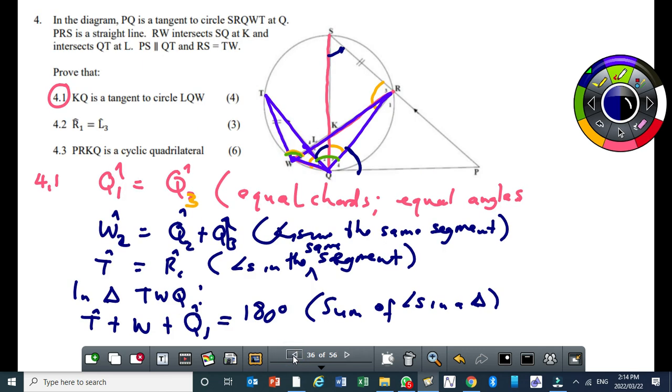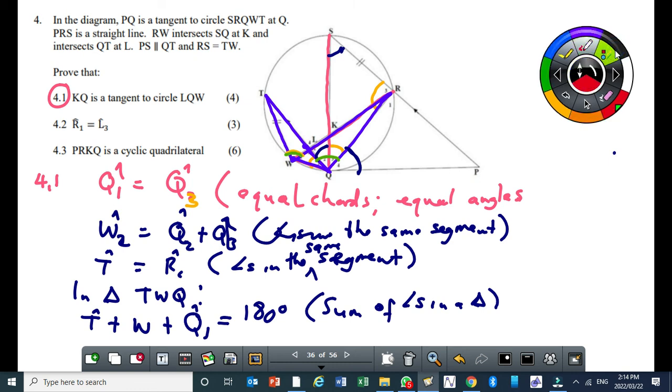Let's carry on now. The next thing is to prove that R1 is equal to L3. Now, L3 is here. This is L4, L3 is there. I think I just need to put a new diagram, a nice diagram. Let me put a new diagram.